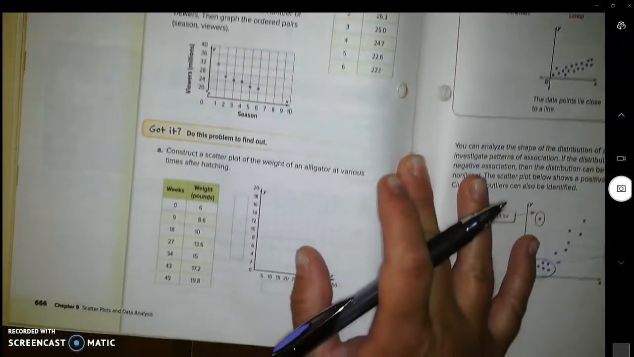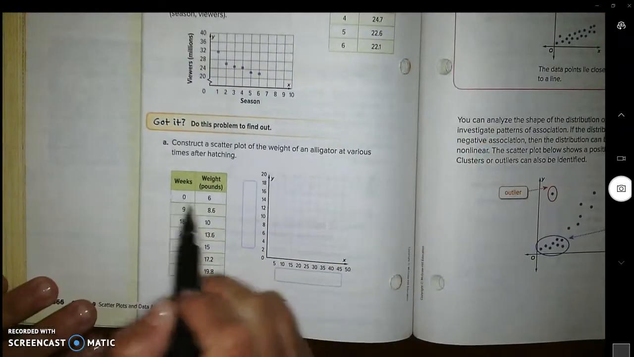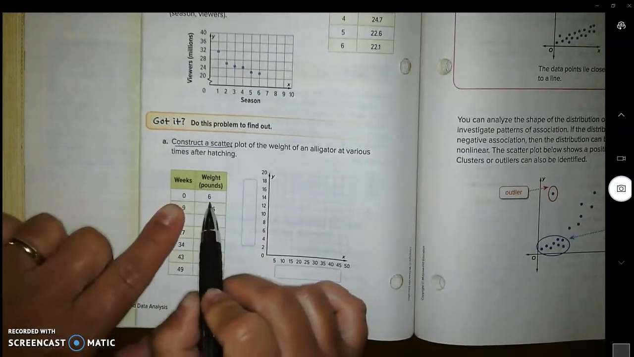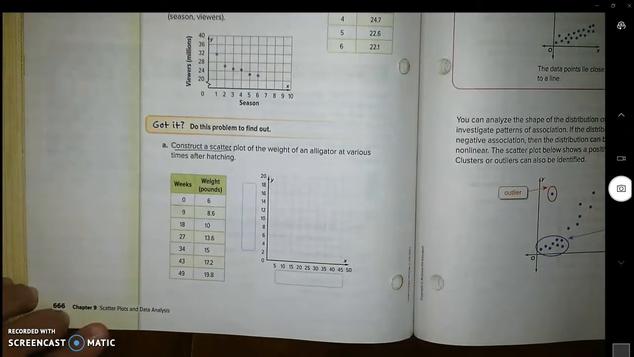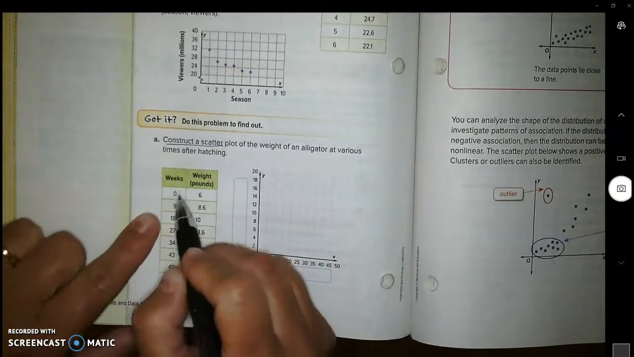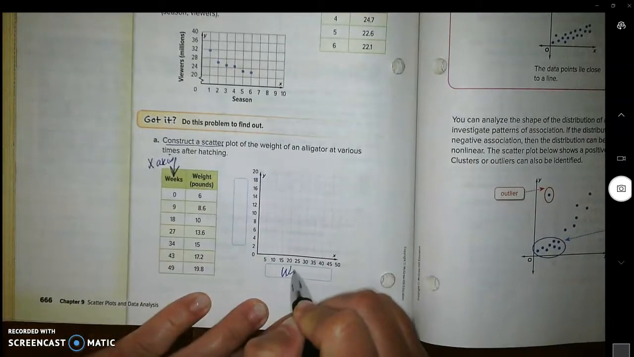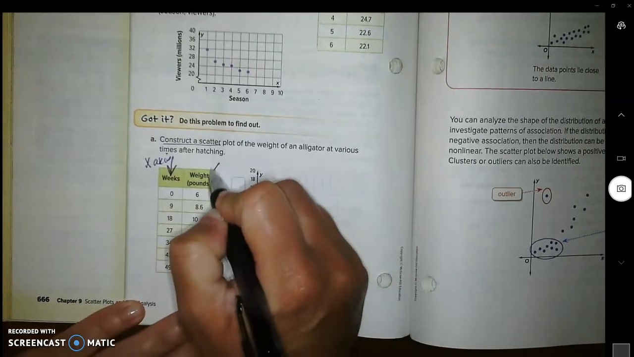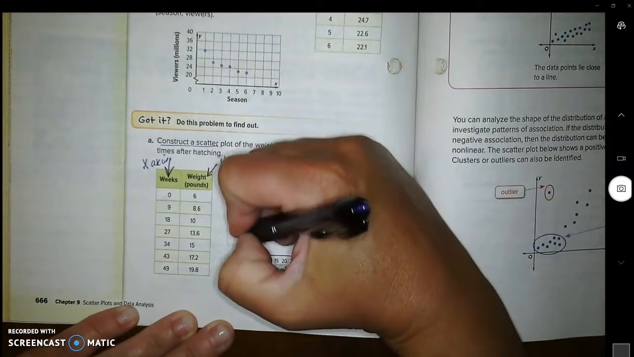First of all, you might be asked to construct a scatterplot, and so you're just going to plot some points. Do the best that you can. When you do this, typically your x-axis is the first column, right? And so we're going to label it with weeks. This second column is going to be your y-axis, and so we're going to label it with weight.